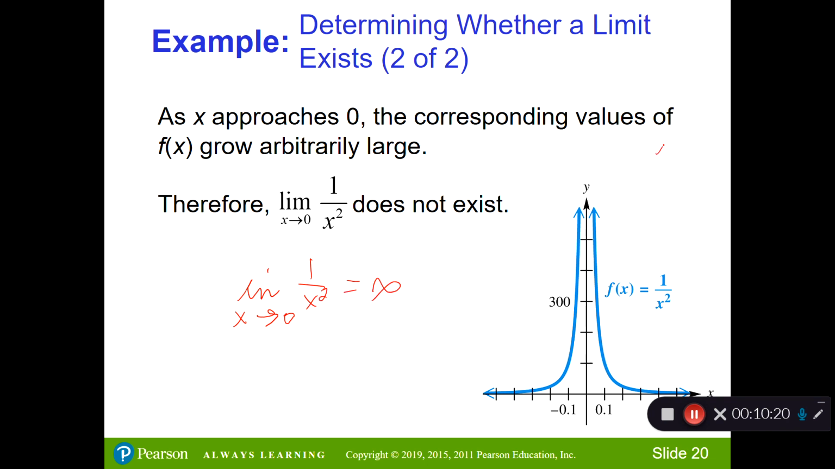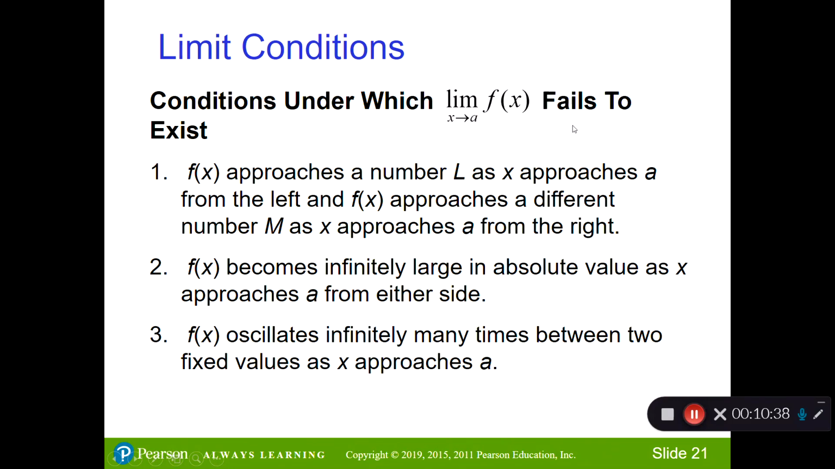Now, if instead on my graph, I look at something like 1 over x, where one arm is going up and the other arm is going down near 0, then they're not both going the same way. So all I can say is this one does not exist. I can't write equals infinity there. Okay, so how does our limit fail to exist? Well, if they approach different numbers from the left and right, or if they're going up to positive or negative infinity, or if it oscillates between those.